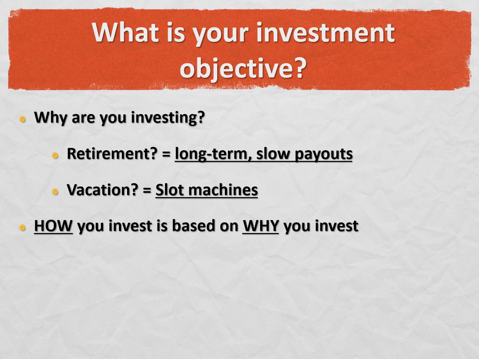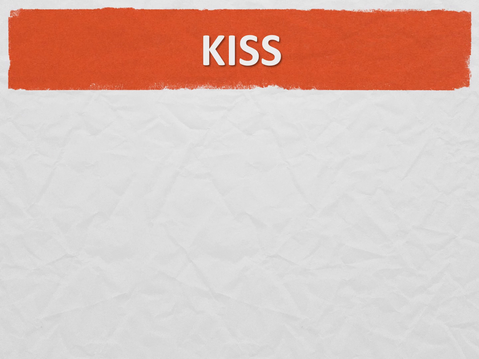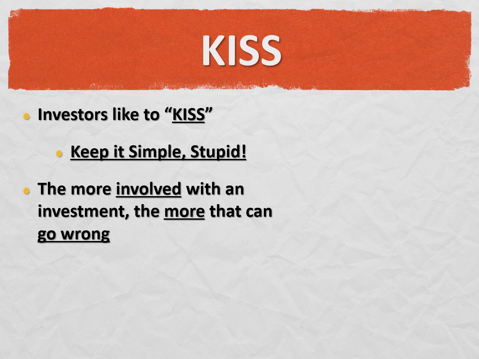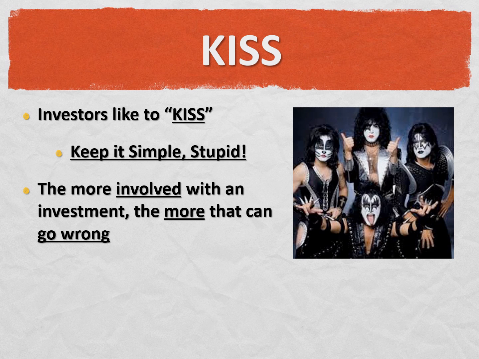Sure, you invested $10,000 in the stock market because I told you to, but now you have a real choice to think of: how do you want to play this? Your goal is to make the most money in the next month. KISS is an acronym and a crappy band from a long time ago. Investors like to KISS, or keep it simple, stupid. I really hate that acronym. I'll explain. The more involved with an investment, the more that can go wrong. Okay, let's just change it to keep it simple, silly. Huh? Isn't that better?